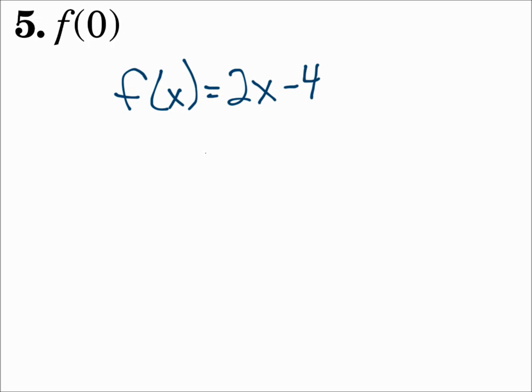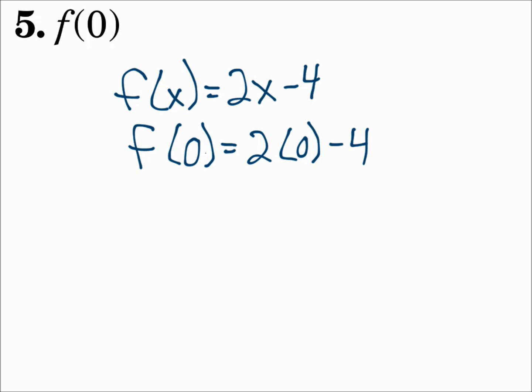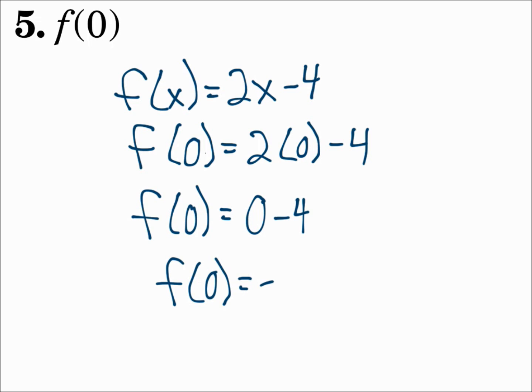Number 5, f of 0. So substitute 0 in for x. 2 times 0 minus 4. 2 times 0 is 0, and 0 minus 4 is negative 4.